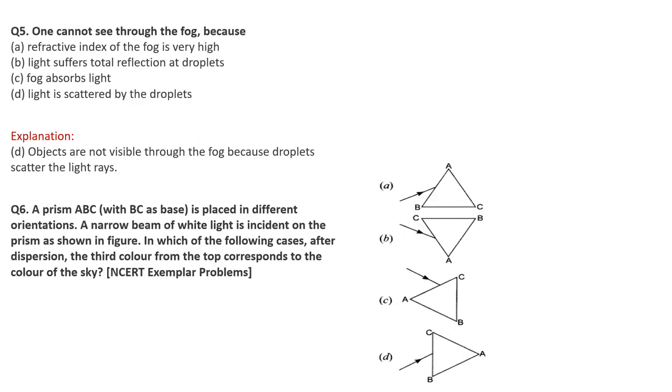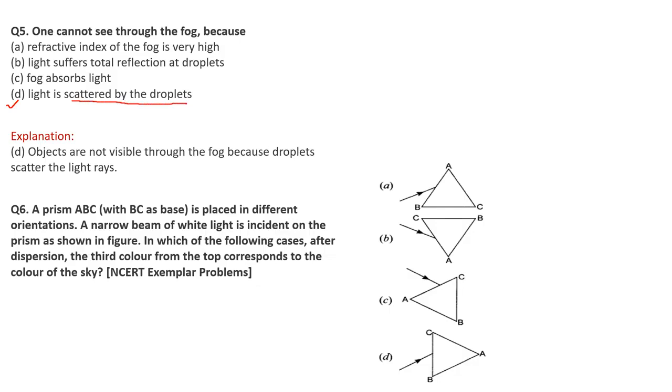Now coming to question number 5. One cannot see through the fog because, let's see the options. Refractive index of the fog is very high. Light suffers total reflection at droplets. Fog absorbs light. Light is scattered by droplets. The right answer is D. The light is scattered by the droplets, right? Let me explain this.